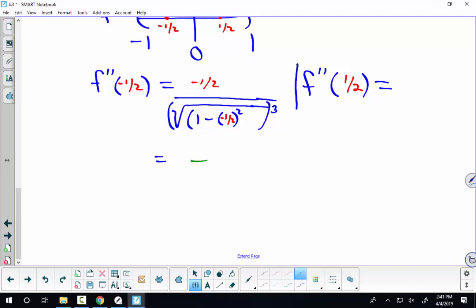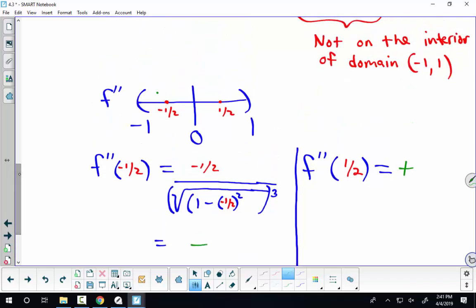And f double prime at 1/2, what would that give us? Positive, because you've got a positive over a positive. Remember this, the square root always produces output of a positive number. Cubing a positive number is always positive. Okay, so there's our sign chart for the second derivative. Okay, so then what do we conclude about f of x based off of this chart here?